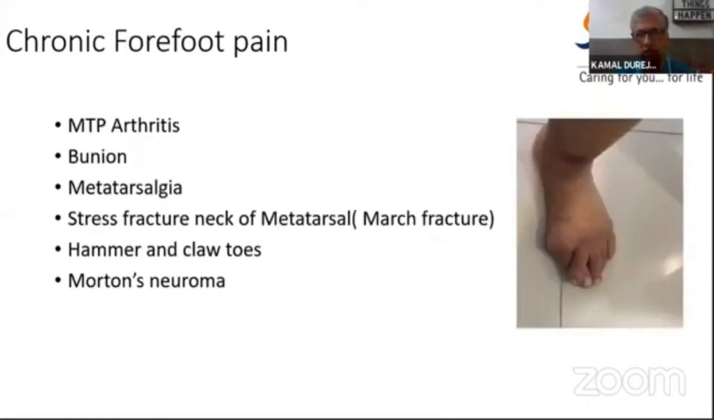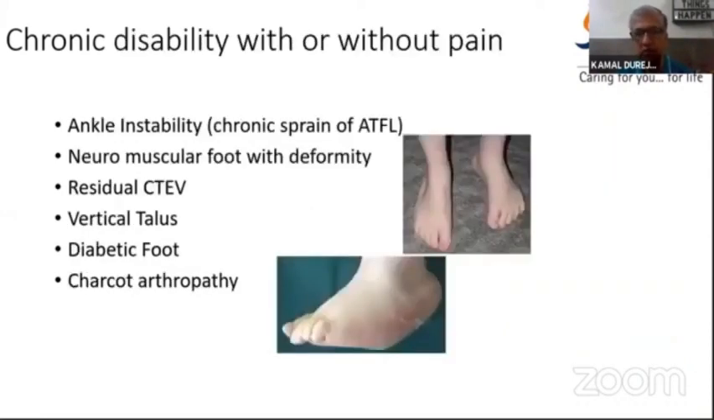Similarly, for forefoot pain, you have to think of MTP arthritis, the bunion, metatarsalgia, stress fractures, hammer and claw toes, and Morton's neuroma. So all these differential diagnoses should come to your mind as soon as the history taking is completed.